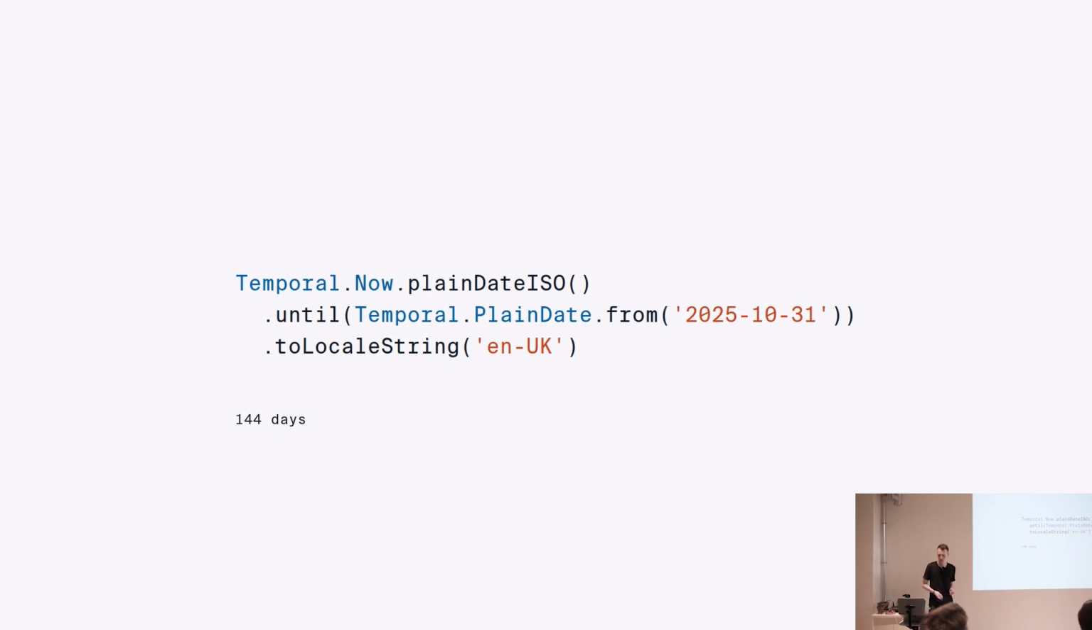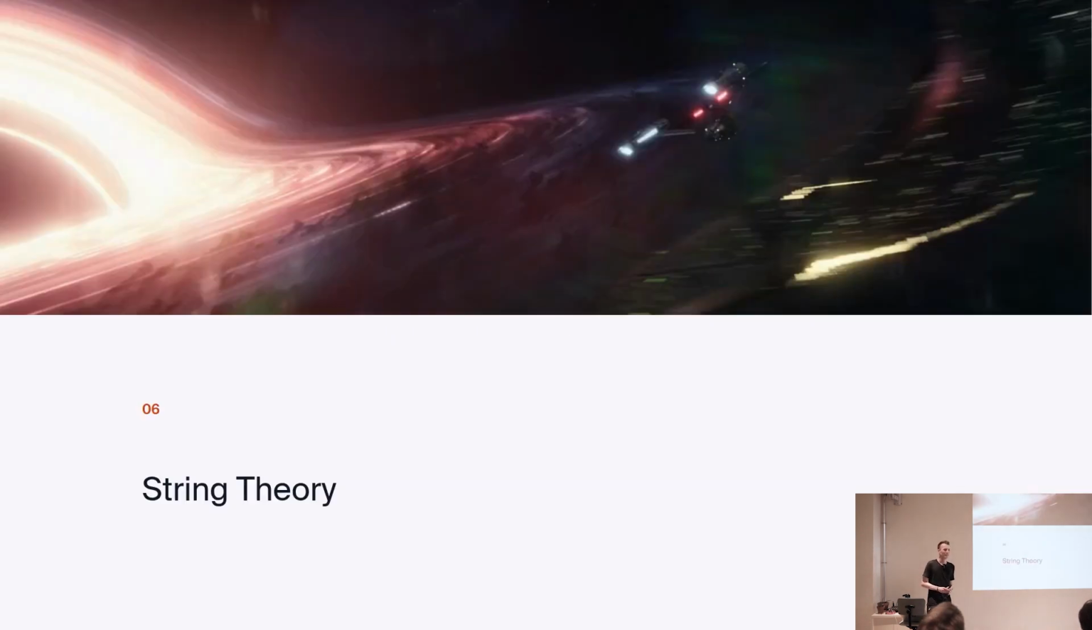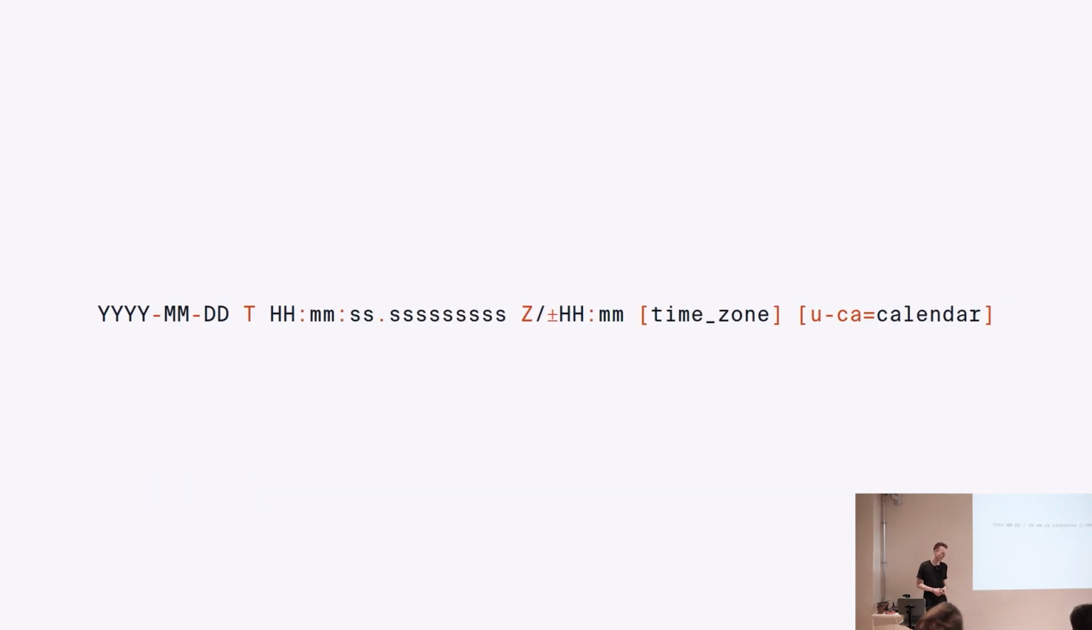So I promised you to talk a bit about strings, string theory, not the physics string theory, no worries. We are talking about ISO strings. So this is an ISO date time string. Everything marked in red is basically hard-coded parts of the format, and everything in black is something where you fill out values. So let's go through it really quickly.